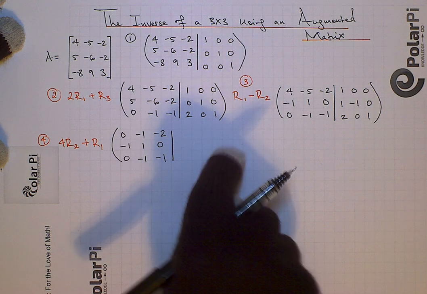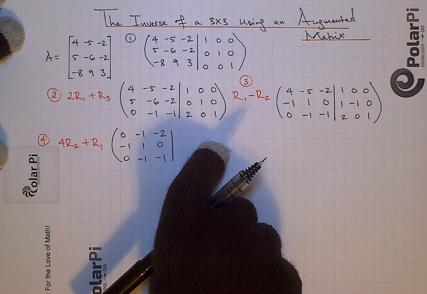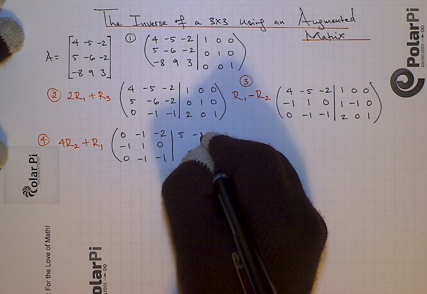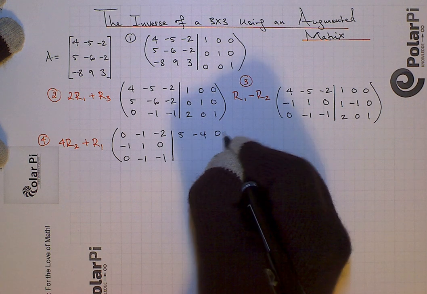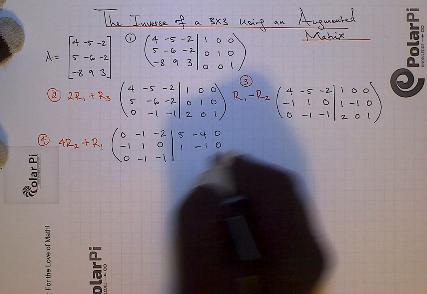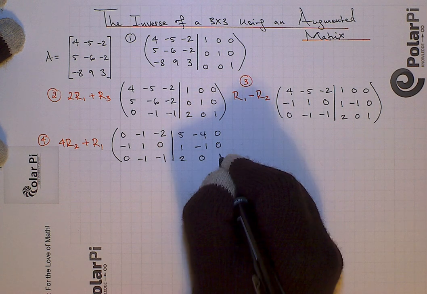Okay, and then row 1 is changed, right? How has row 1 changed? And you can think about it a little bit more, but I'll write it quicker. So it's 5, negative 4, 0. The other guys are not changed, so 1, negative 1, 0, 1, 2, 0, 1.